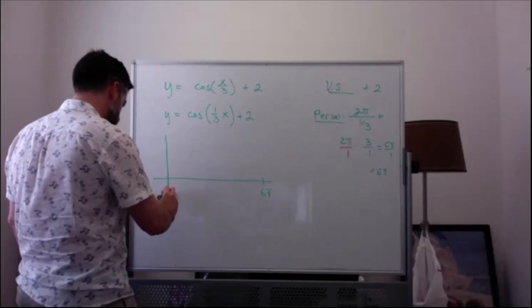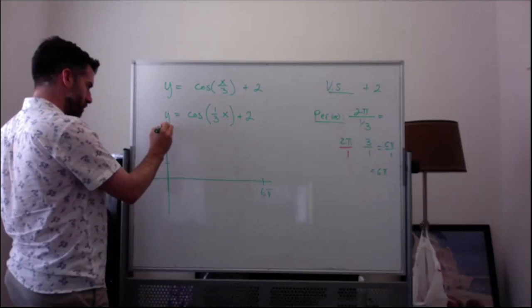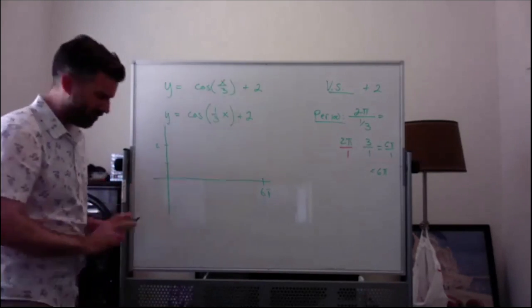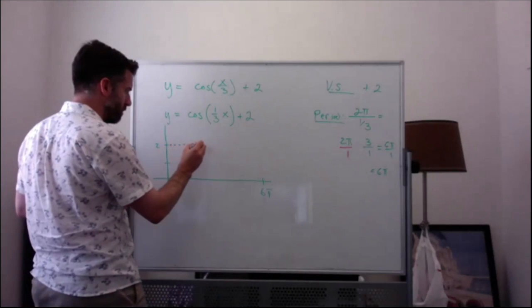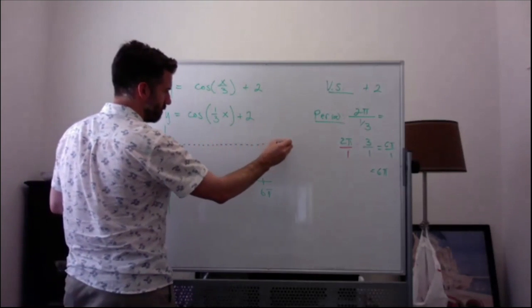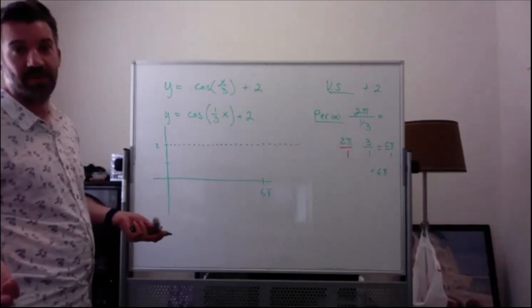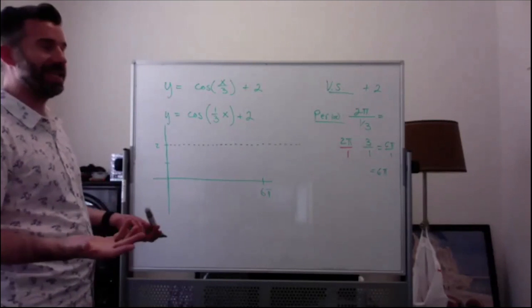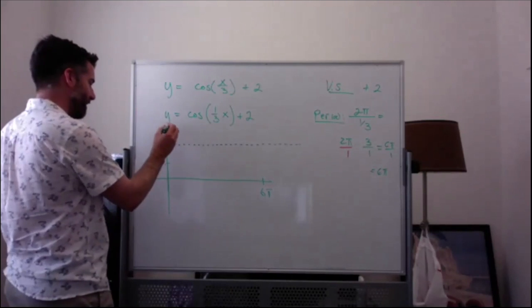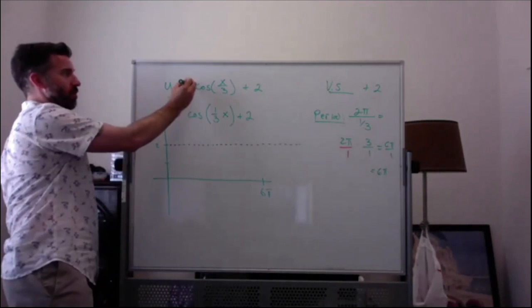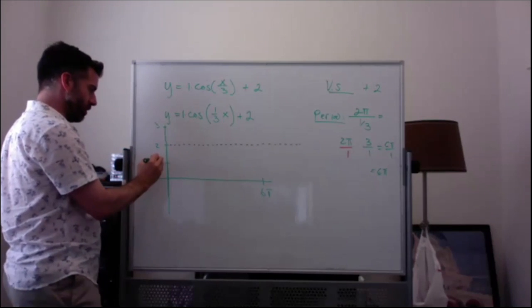And we're going to go up 2. So there's 2. And I forgot to ask, what's our amplitude here? Sorry, I didn't hear you. I'm sure you said the right thing. The amplitude is just 1, right? There's a 1 times cosine there. So we're going to go up as high as 3 and as low as 1.